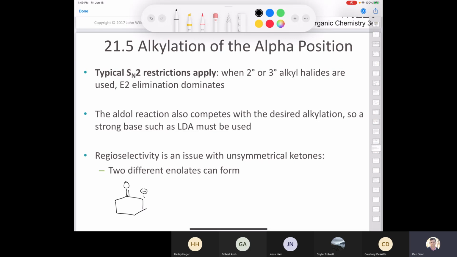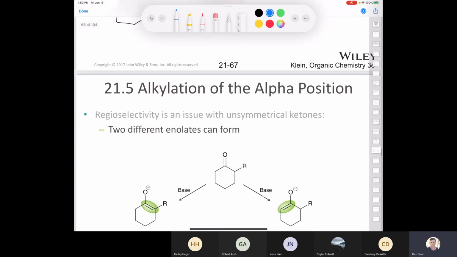Also, what about regioselectivity? What if I have an unsymmetrical ketone, right? What if I had something like this? Let's say I had 1-methyl cyclohexanone. Well, then there's two types of alpha protons. There's these ones here, and then there's these ones there. If you treat it with a base, which one is going to be pulled off? Well, that's going to depend on the base that you use. So the next slide is going to cover that in detail.